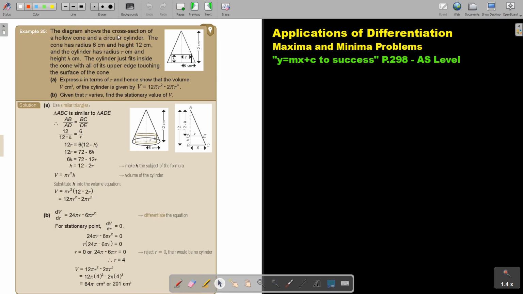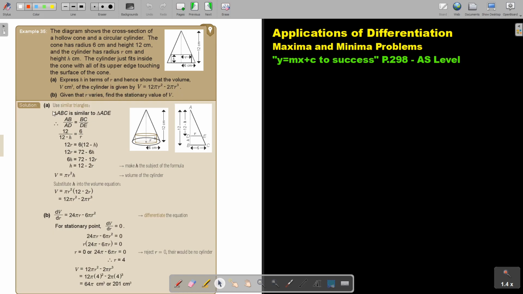The diagram shows the cross-section of a hollow cone and a circular cylinder. The cone has radius 6 cm and height 12 cm, and the cylinder has radius r cm and height h cm. The cylinder just fits inside the cone with all its upper edges touching the surface of the cone. Express h in terms of r and hence show that the volume of the cylinder is given by this.